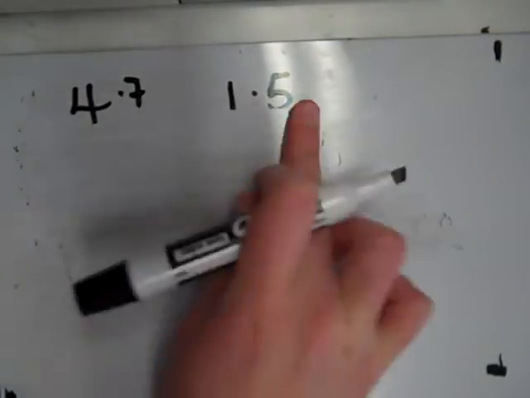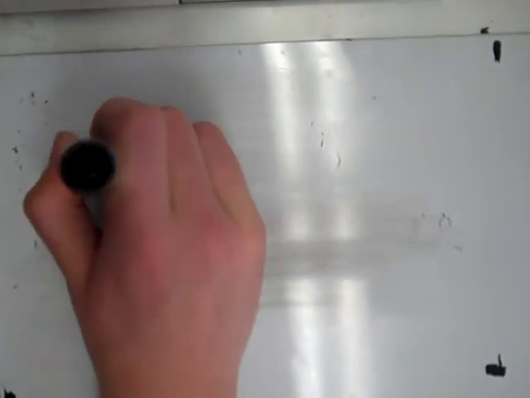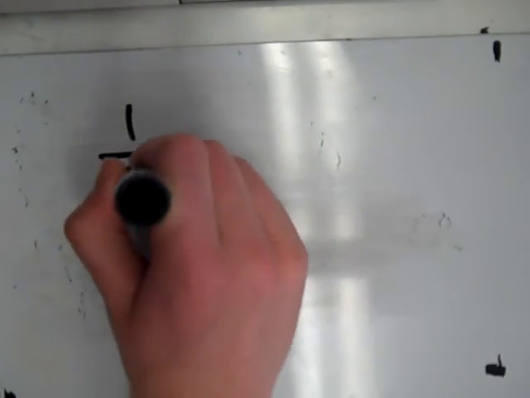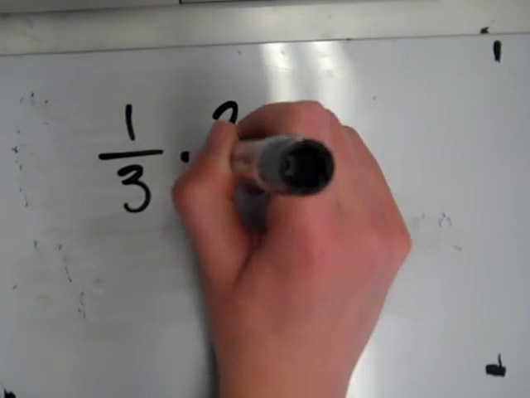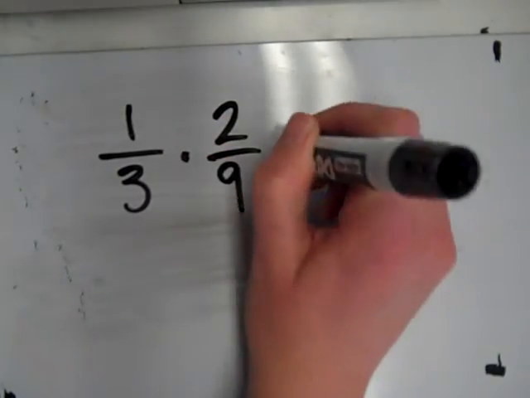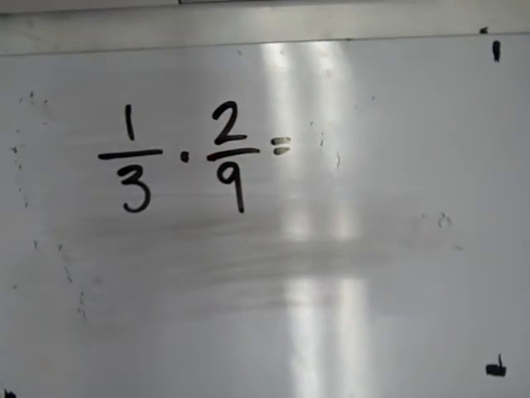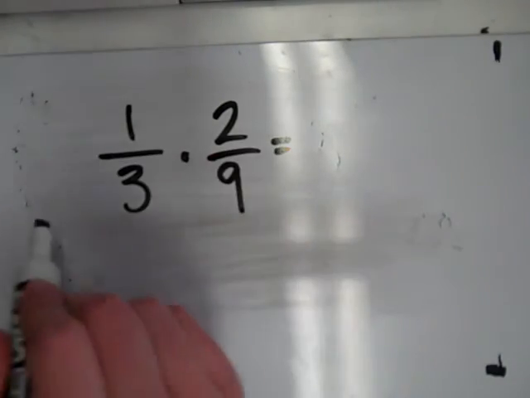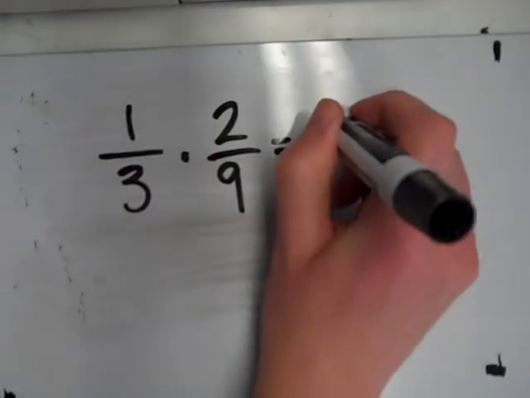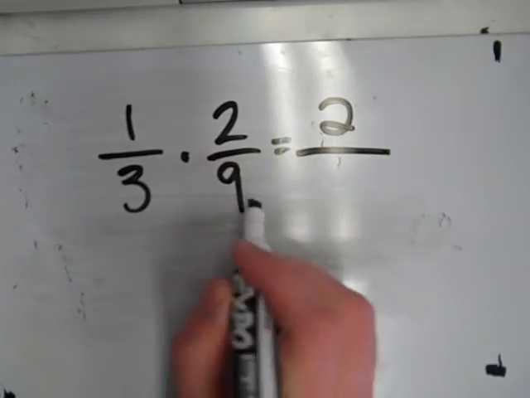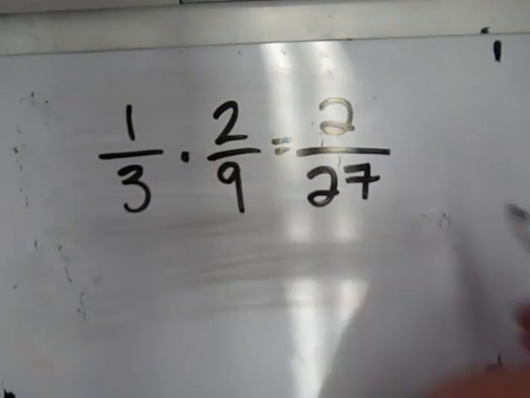Fraction multiplication is probably the most straightforward one. Let's say I'm multiplying 1/3 times 2/9. All I have to do if I'm multiplying is go straight across the top and then straight across the bottom. 1 times 2 is 2. 3 times 9 is 27.